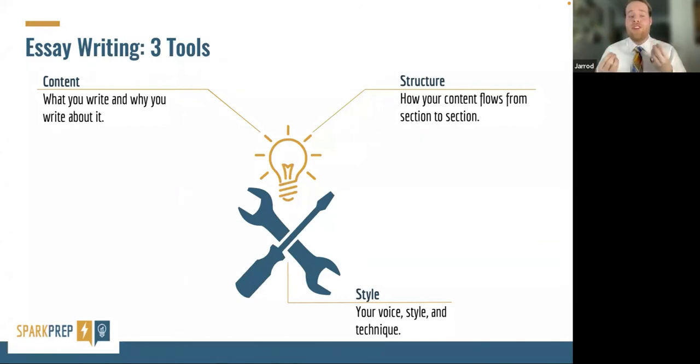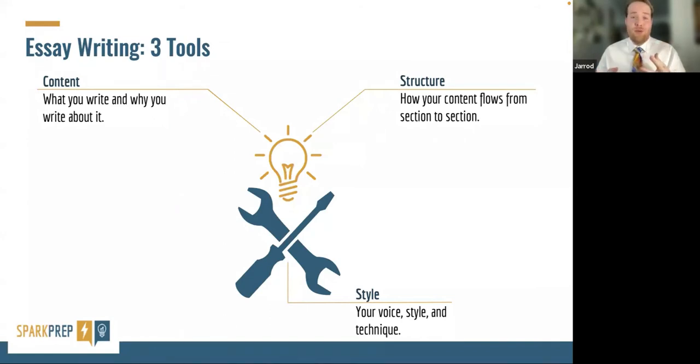So when we approach an essay, there are three main tools that at Spark Prep and Bloom Global Education we use to sort of package it all up into one clean, cohesive essay. First, we have to discuss content, the what you write about and why you write about it, the structure, and the style, or your voice, style, and technique.